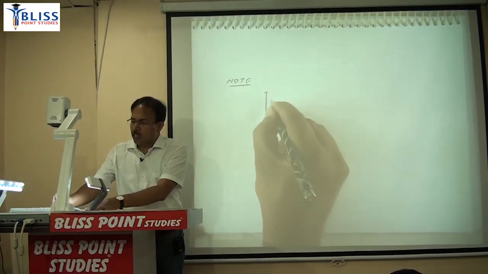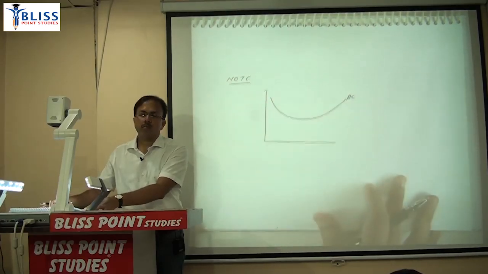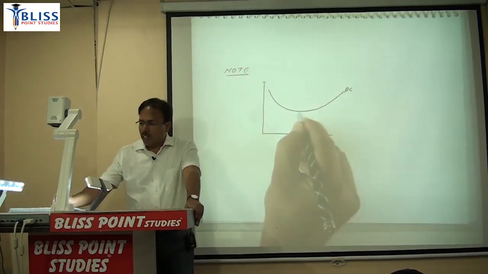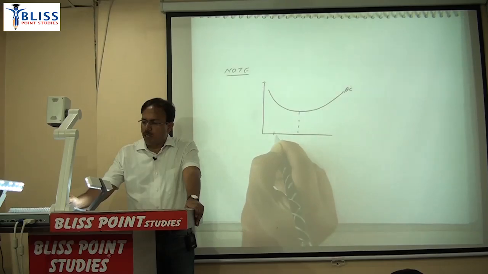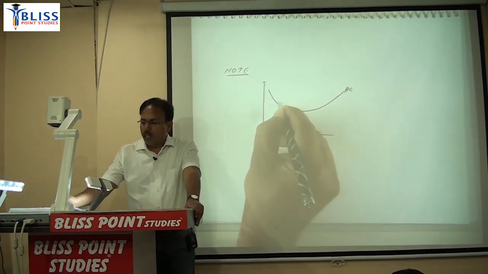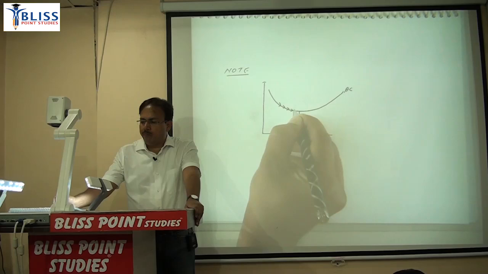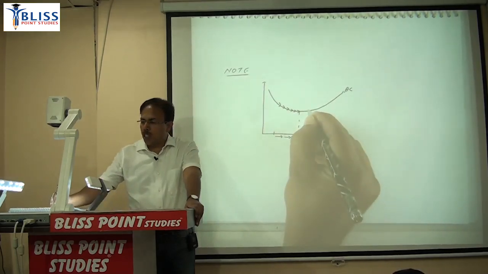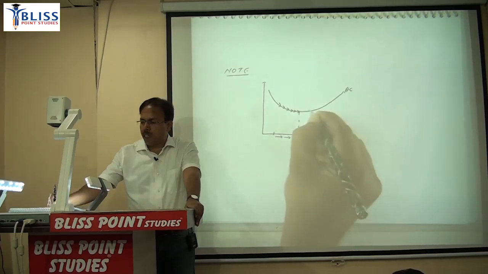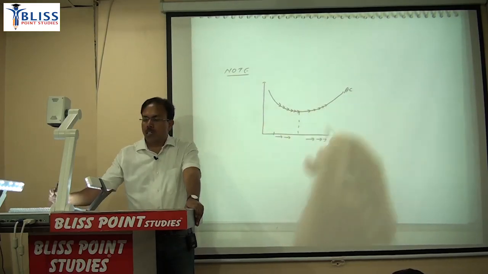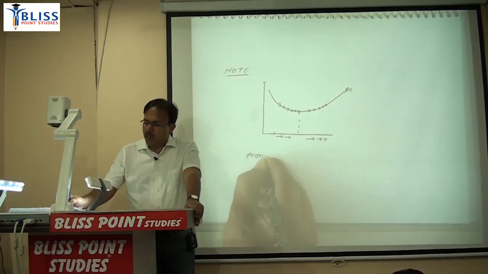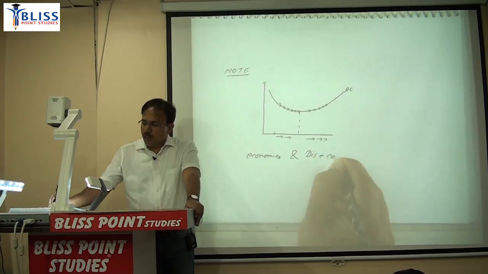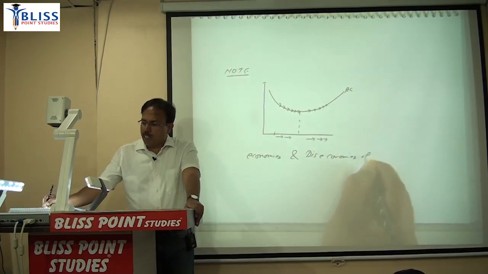When I draw any cost curve, why is it U shape? It is U shape because as the firm produces more and more quantity, it is able to realize the benefits of economies of scale. And due to diseconomies of scale, if the firm produces more and more quantity, the cost will increase. So basically the reason is economies and diseconomies of scale.